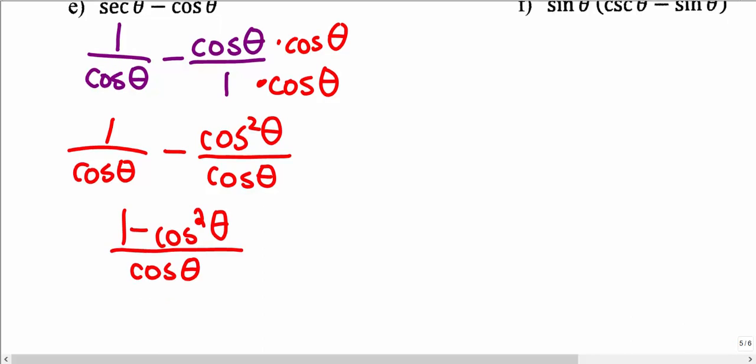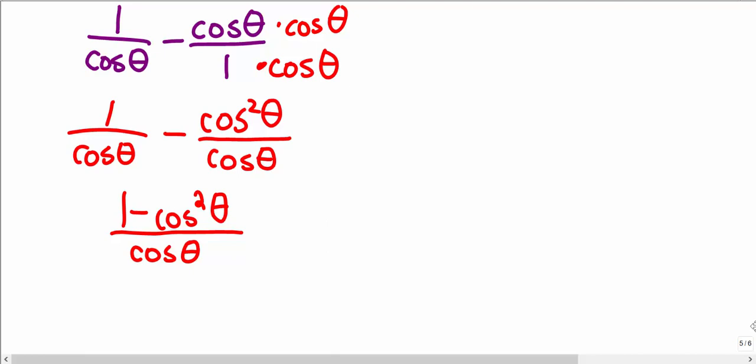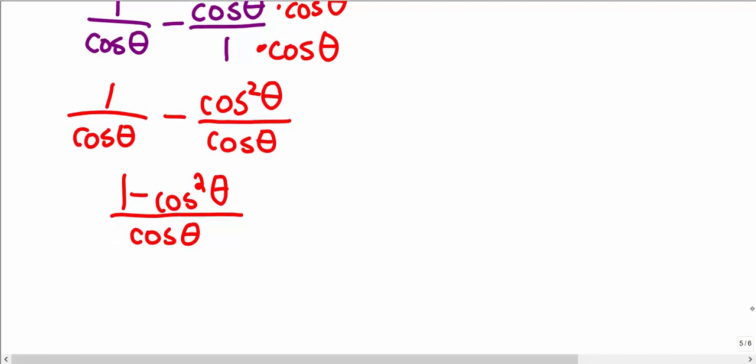We're going to talk about a really helpful and useful technique here. When we see 1 plus or minus a trig function squared, one of the things that we want to start to think about is our Pythagorean identities.